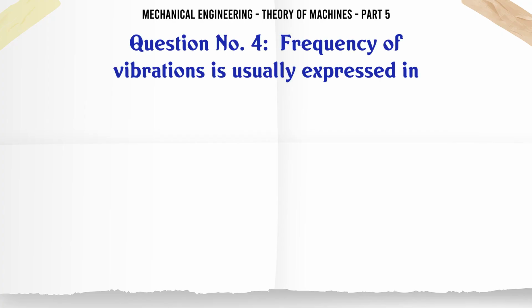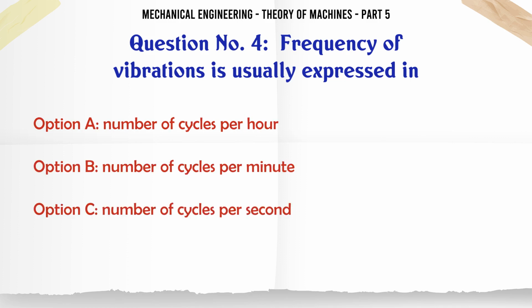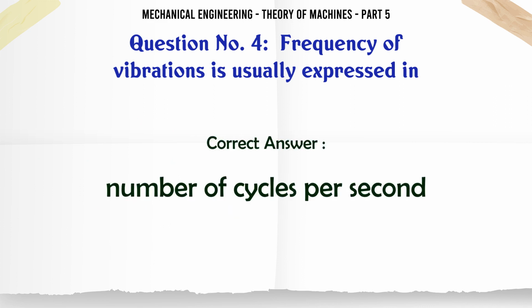Frequency of vibrations is usually expressed in A. Number of cycles per hour. B. Number of cycles per minute. C. Number of cycles per second. D. None of these. The correct answer is number of cycles per second.